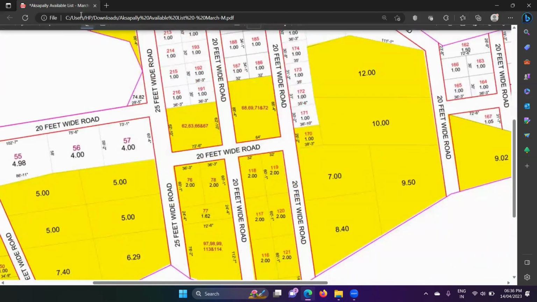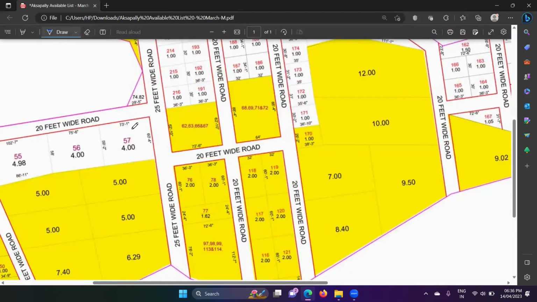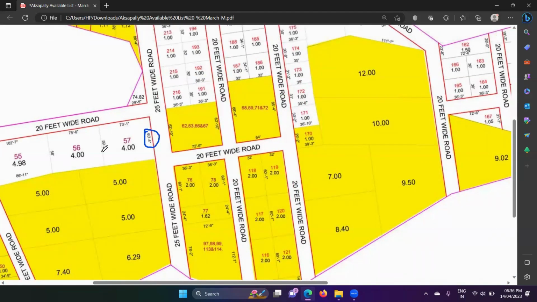If you see plot number 57, look at the eastern direction: it is 60.4, and the west direction is 59.2. In the north direction it is 73.1, which means the northeast is slightly extended. This is a very auspicious property. You should never miss this sort of property. Anything which is extending towards the north or northeast direction is a good property.